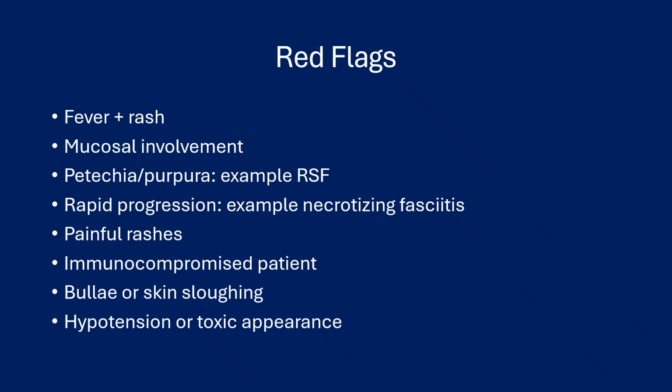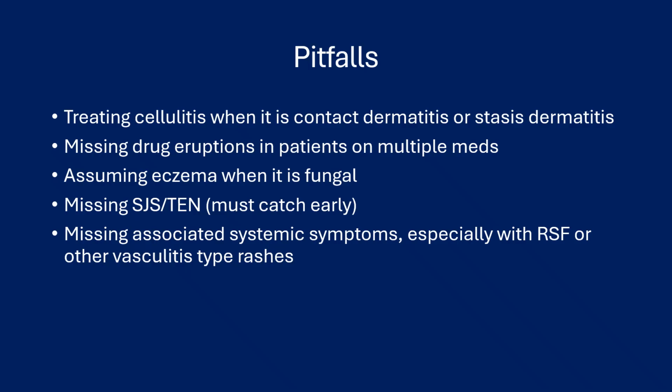If they look very sick and have some sort of associated rash, then they're obviously going to need much further workup. Pitfalls: treating cellulitis when it's contact dermatitis or stasis dermatitis. You'll see that a lot in some patients in their lower extremities. Missing drug eruptions in patients on multiple medications. Assuming eczema when it's actually fungal. Missing SJS or TEN. Must catch those early. Missing associated systemic symptoms, especially with Rocky Mountain spotted fever or other vasculitis-type symptoms and rashes.